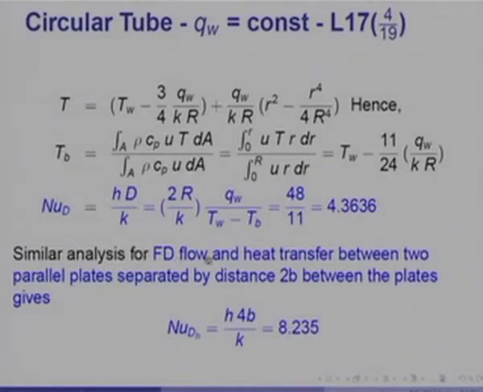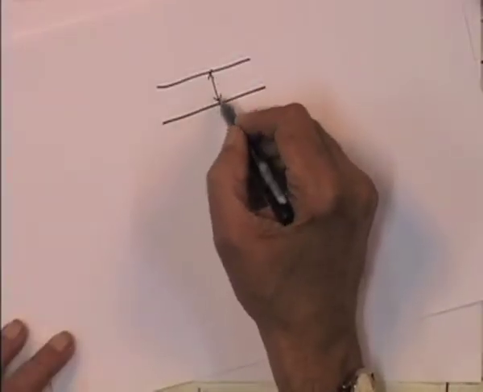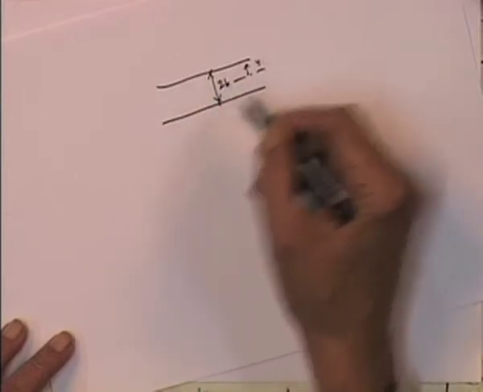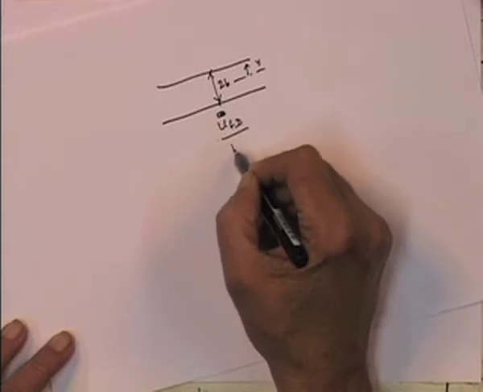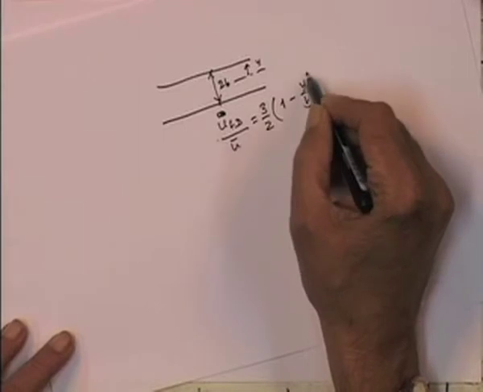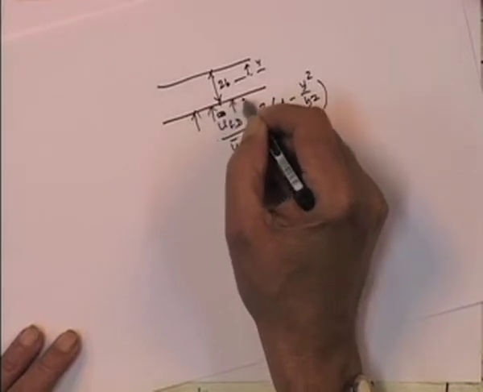A similar analysis for flow between parallel plates, which are separated by a distance 2b, say if I have two parallel plates and the distance between the plates is 2b, and if I measure y from the axis of symmetry, then u fully developed divided by u bar in this particular case is 3 by 2 into 1 minus y square by b square, as you recall.